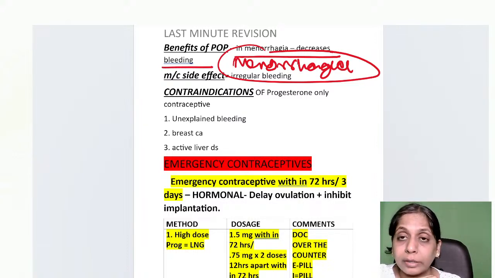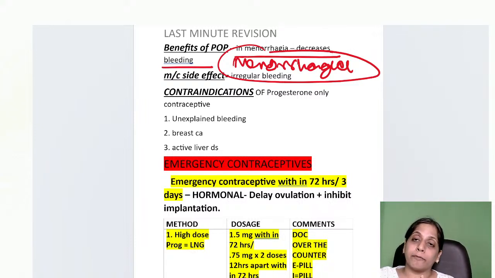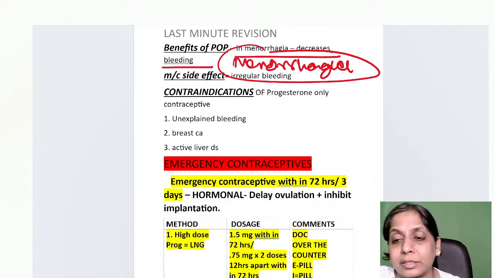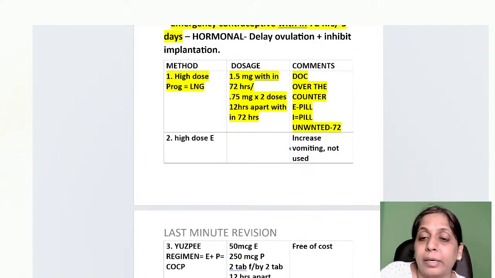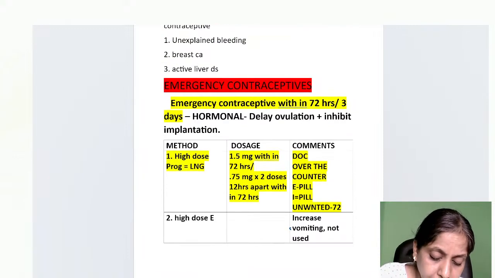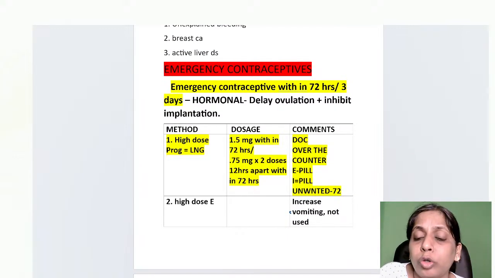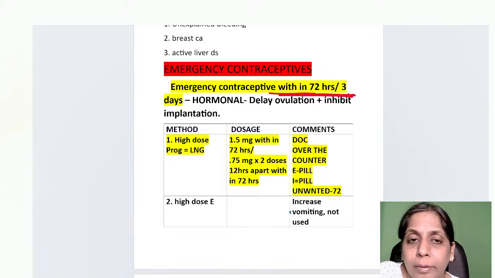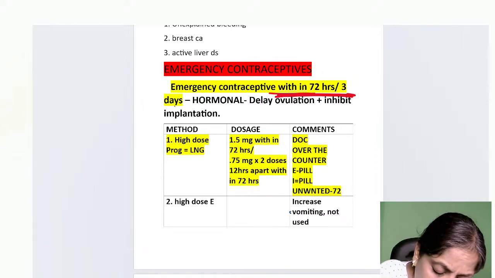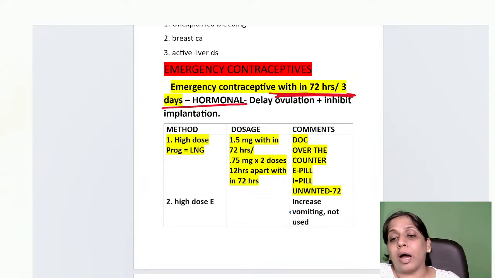Okay, contraindications of progesterone only contraception are: if there is already any irregular or unexplained bleeding, breast cancer and active liver diseases. Okay, emergency contraception, which is the most preferred and over-the-counter available drug. Over-the-counter means which can be given without a doctor's prescription, and the measures can be taken within 72 hours or 3 days of the unprotected intercourse.